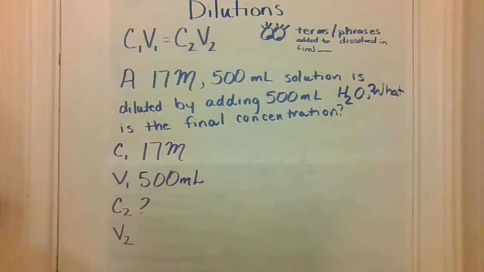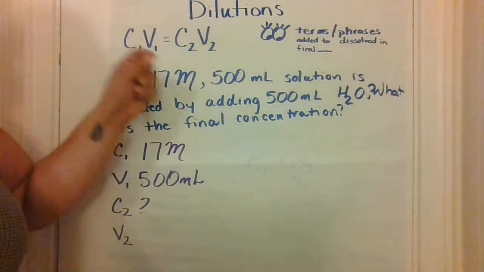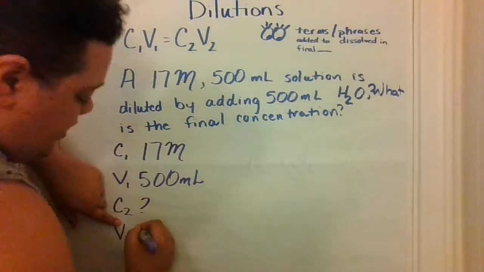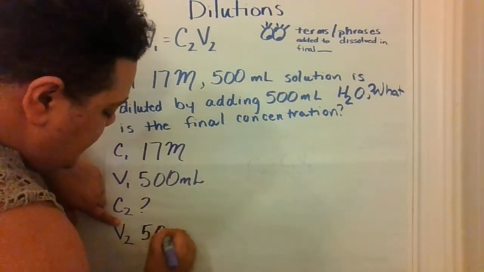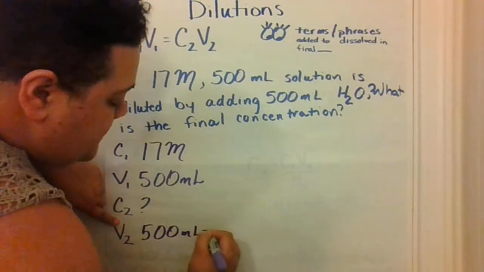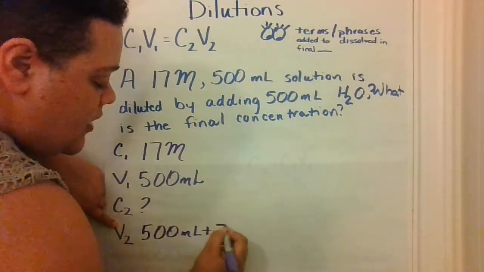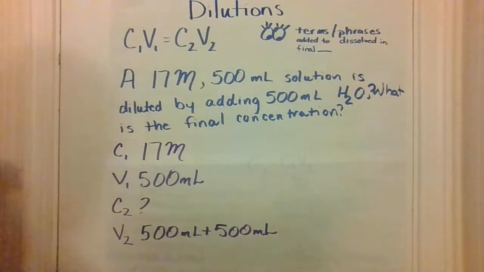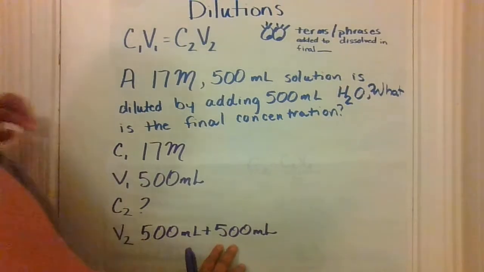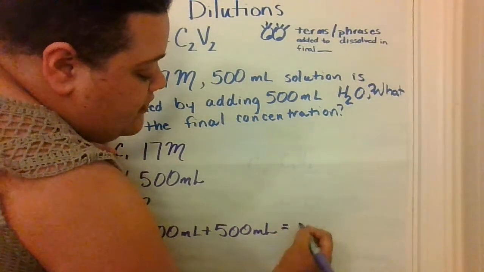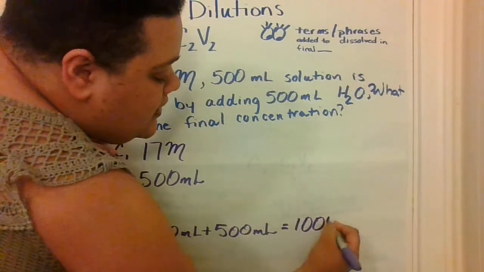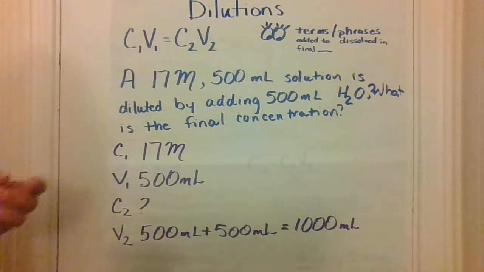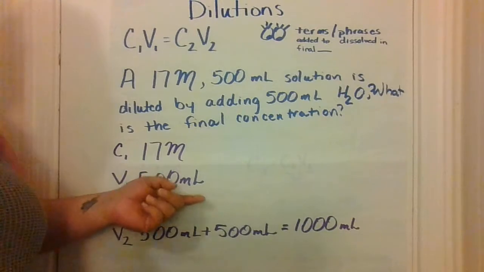So let's look at this. It says is diluted by adding 500 mLs. So my final volume is going to be the 500 that I began with plus the 500 of the water I added to that container. Okay, so 500 mLs plus 500 mLs is going to give us 1,000 milliliters.